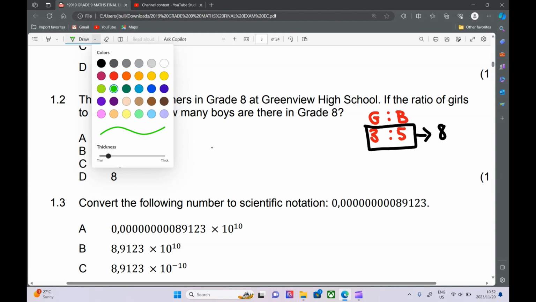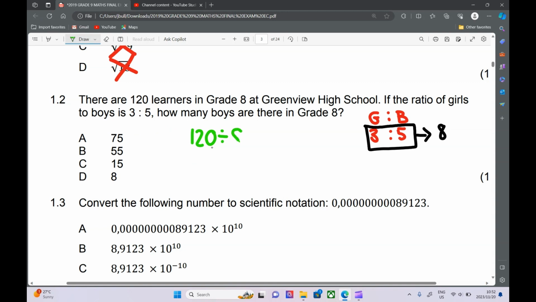Let's just do it here. 120 divided by 8 is 15. And what this tells us is that's what we have to times both of these numbers by. So we're going to times both of those parts by 15. 3 times 15 is 45. 5 times 15 is 75. And then we can see I've got 45 girls and 75 boys. You can always work it out like this: you work out the total of the ratio, you divide by the total, and then you times it by the answer that you get. The ratio of girls to boys is 3 to 5. How many boys are there? There are 75 boys.